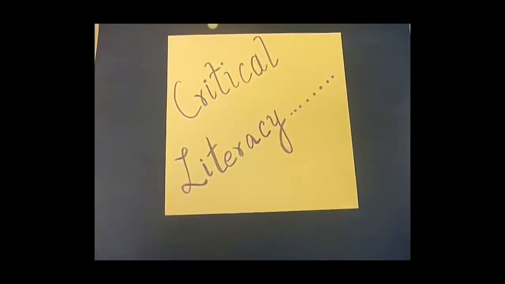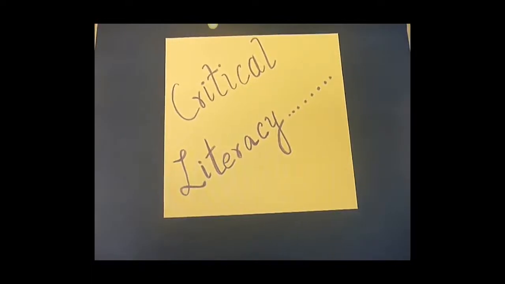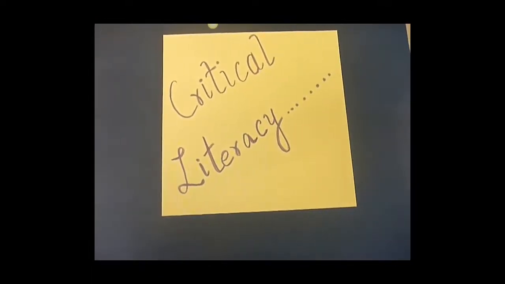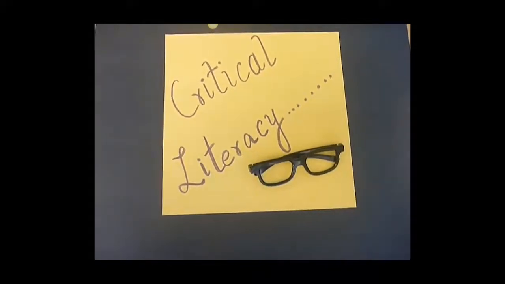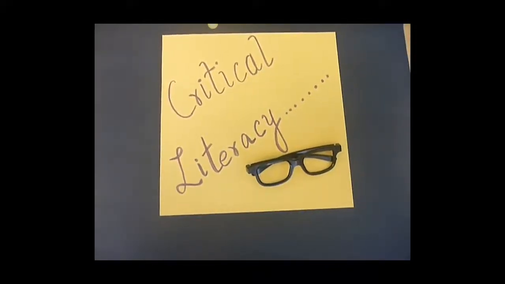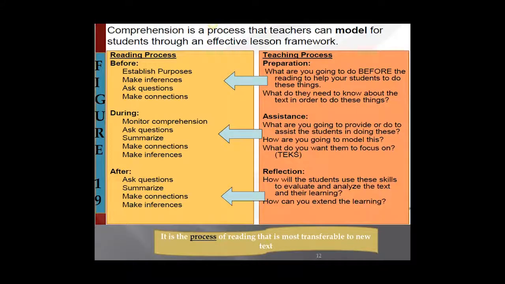Critical literacy is an integral part of literacy instruction, before, during, and after the reading process. It is not an add-on, but a lens that effective readers regularly use to bring text into focus. So we see it is the process of reading that is most transferable to new text. Comprehension is a process that teachers can model for students through an effective lesson framework.